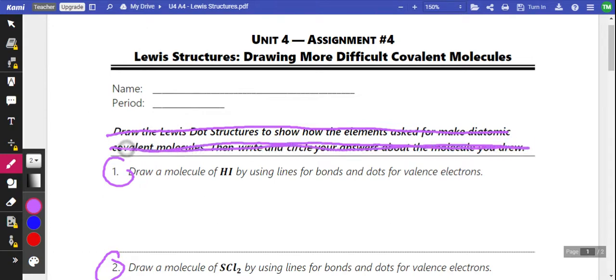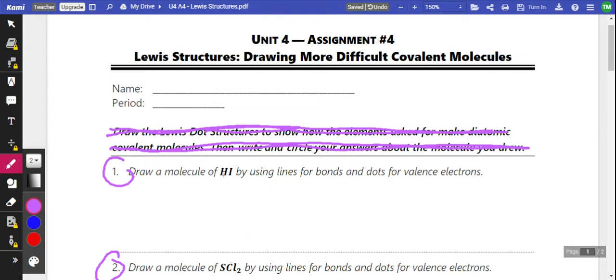Okay, and we're going to draw some tougher Lewis structures, which is what we call those drawings with the lines and the dots. Okay, for molecules that contain atoms of different elements, so they're covalent compounds. Okay, and might also be more than just two atoms, which can make it a little bit trickier too. So we'll talk about how you can kind of figure out how to draw these.